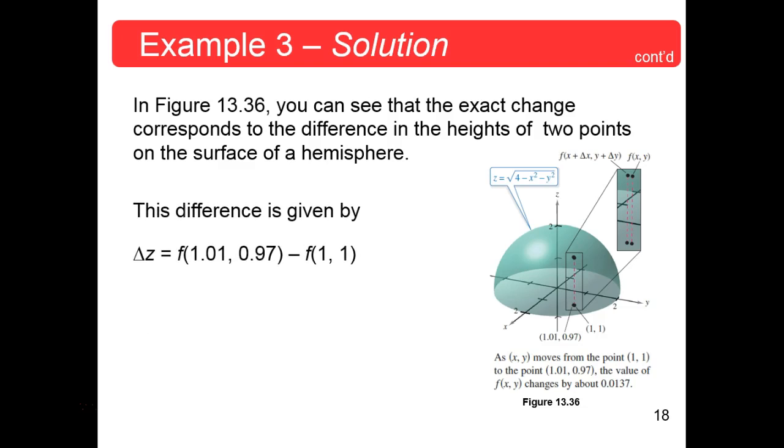The difference is given by delta z, which is the actual difference. F of 1.01, 0.97, that's your x value, y value, minus f of 1, 1. And when you do that, that's what you get. They don't show all the work, but this is the thing we were trying to calculate, and this is minus root 2. And that difference is that, okay?